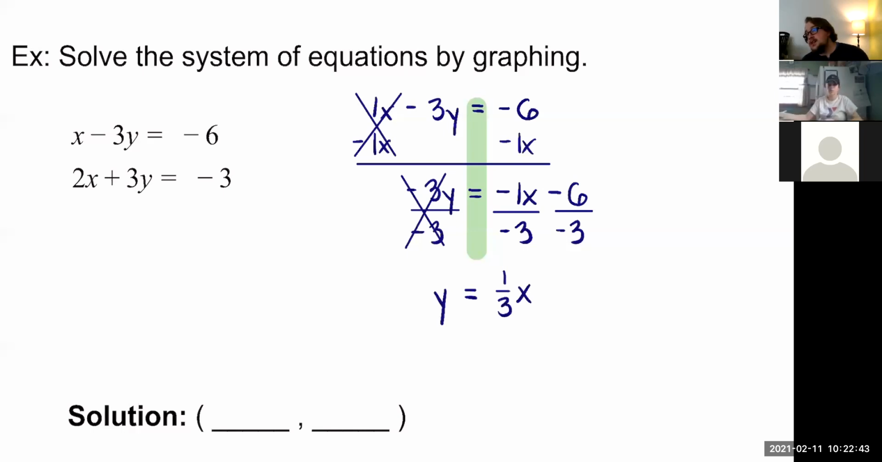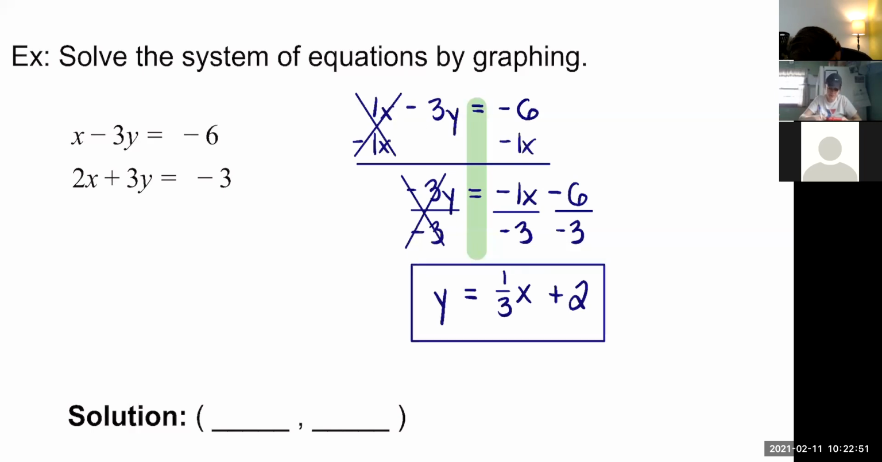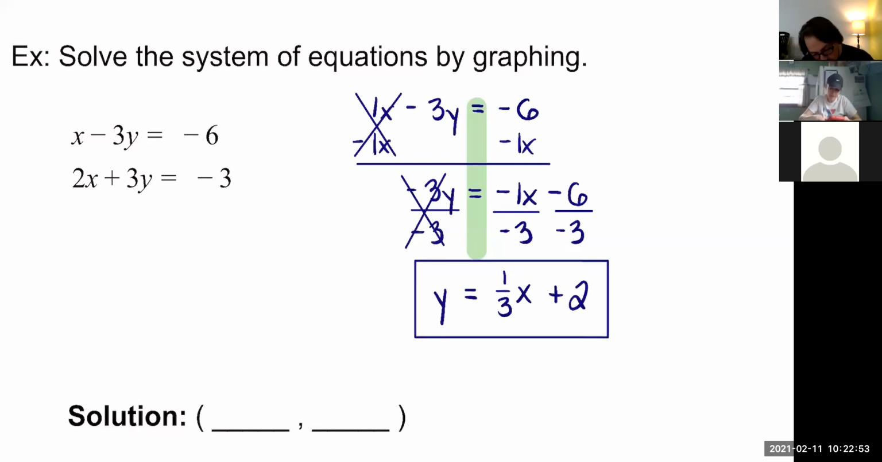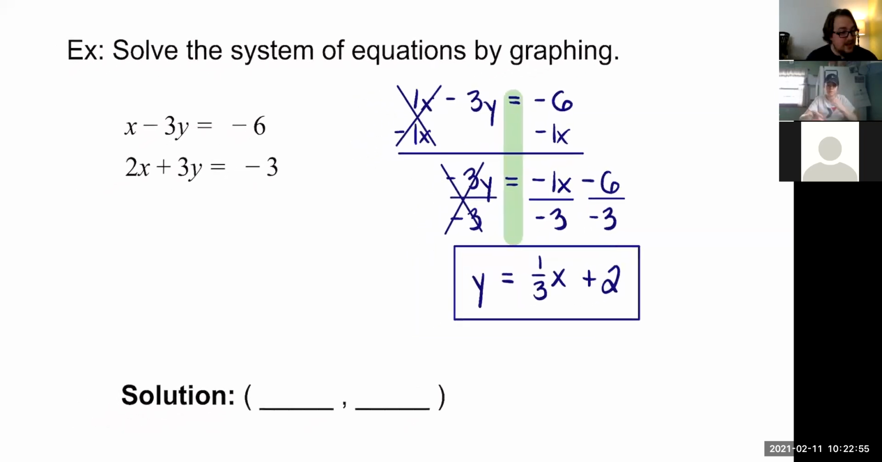And then you said plus 2. A -6 divided by -3 gives us a +2. So that top equation is now in slope-intercept form, which we'll talk about here in just a second.